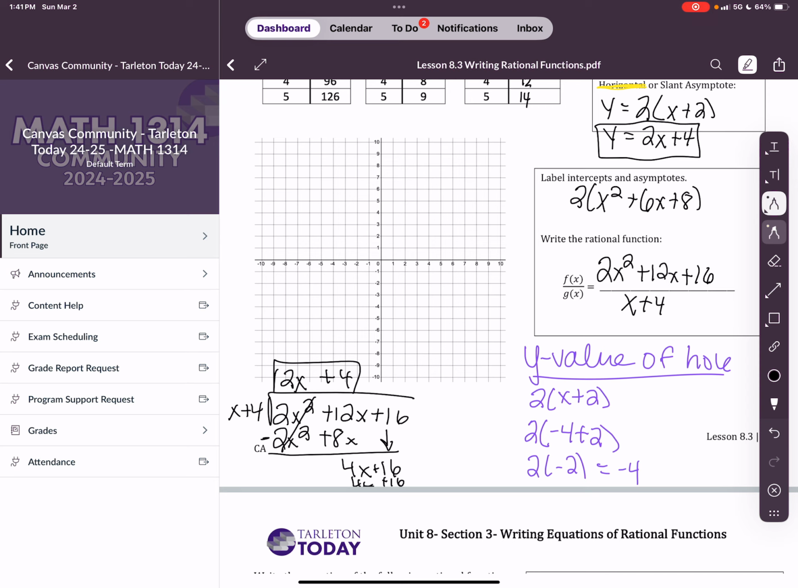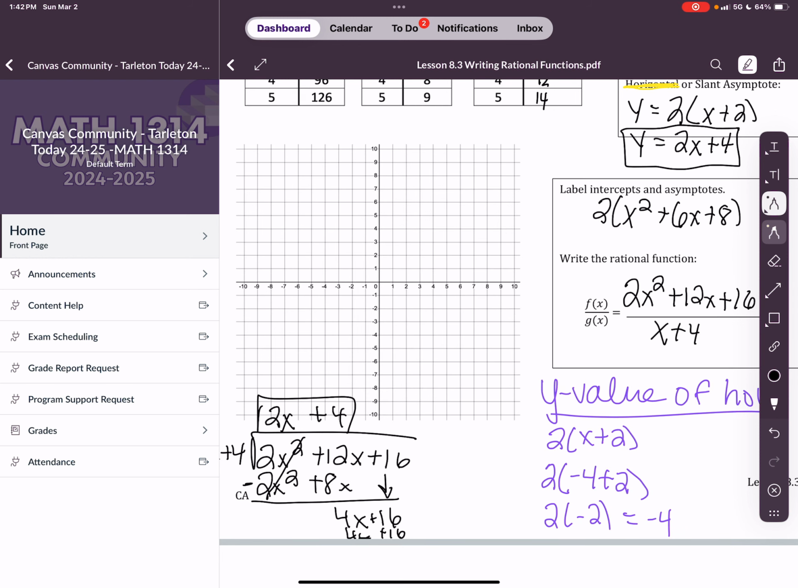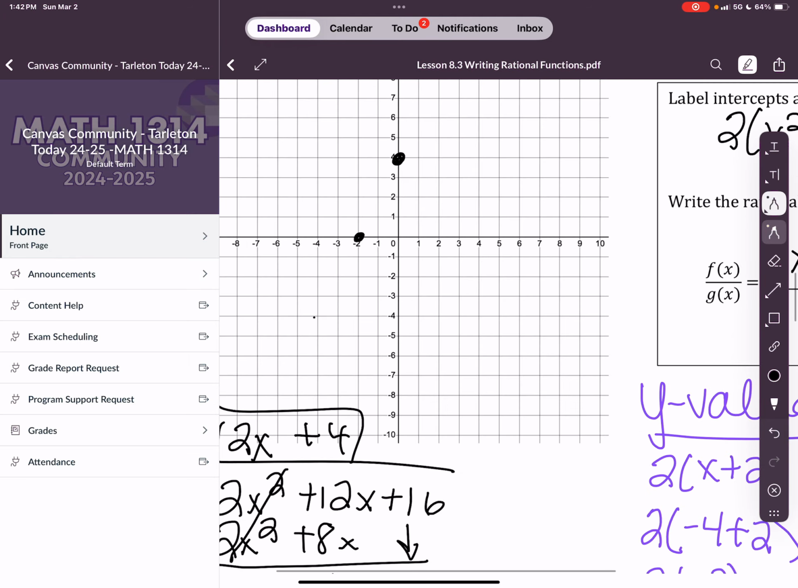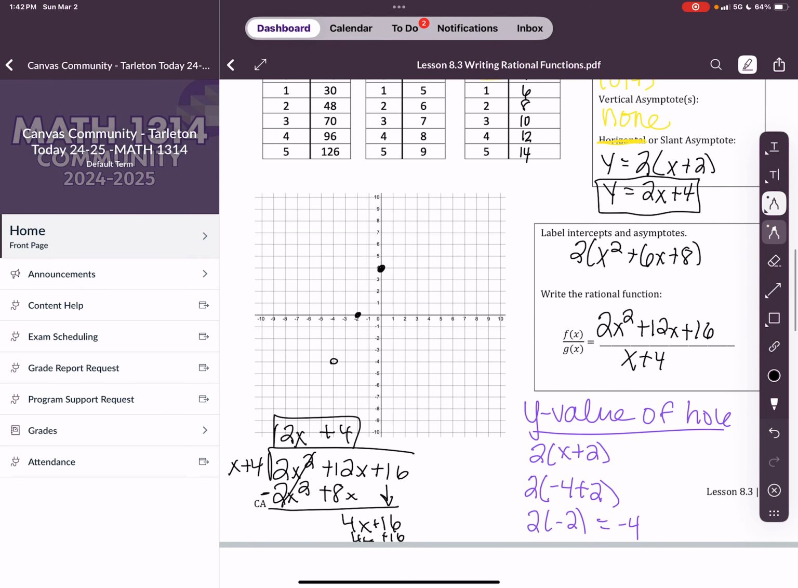Okay, so the last thing we need to do on this one is just to graph it. So go ahead and graph what you know. We know we have an x-intercept at -2. We know that we have a y-intercept of (0, 4). And then we also know we have a hole at (-4, -4). We don't have a vertical asymptote on this one, but we have this slant asymptote. So we're going to go ahead and just connect it.